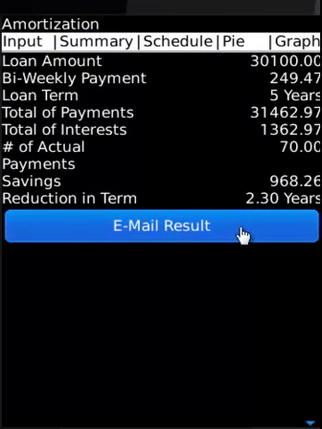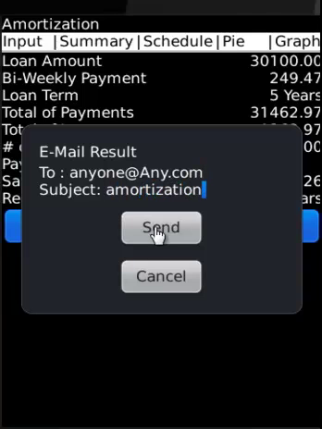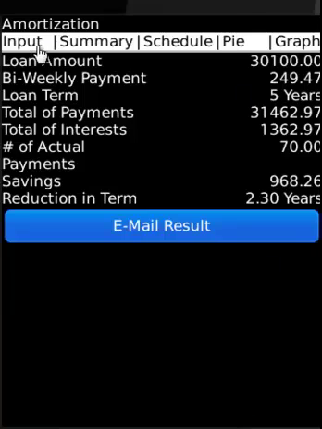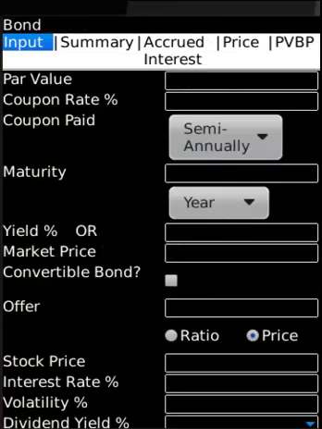If you want to email the result, you can email it to yourself, or whoever you like, and the subject is amortization. Okay, and now we just covered the BlackBerry amortization application. Thank you very much.